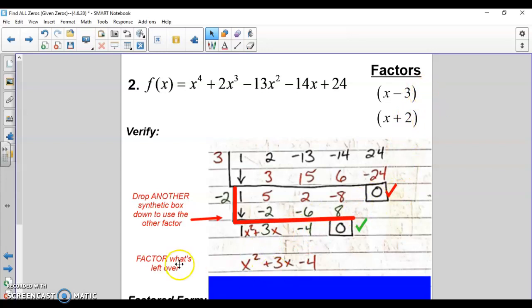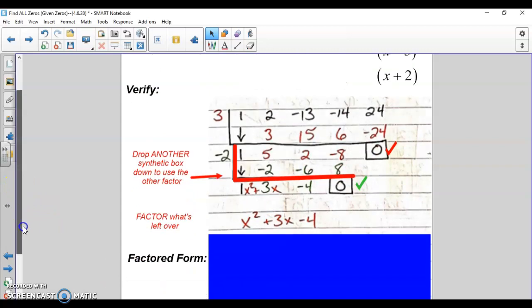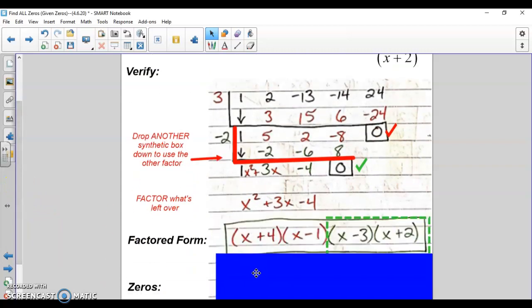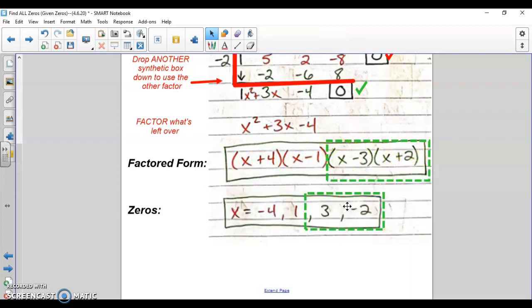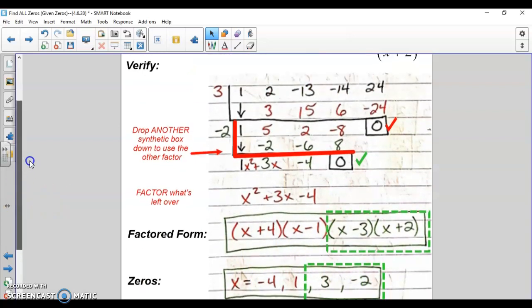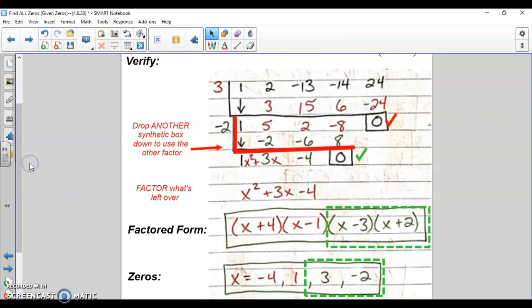So I factor what's left over. When I factor that, I get the x plus 4, x minus 1, but then I also rewrite the ones that I was given in the beginning. Same with the zeros in the end. Alright, my new zeros are negative 4, positive 1, but I also started out with 3 and negative 2 in the beginning. Alright, so that's everything in one view.